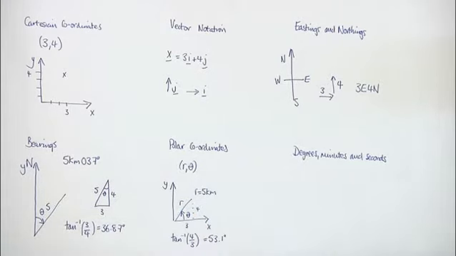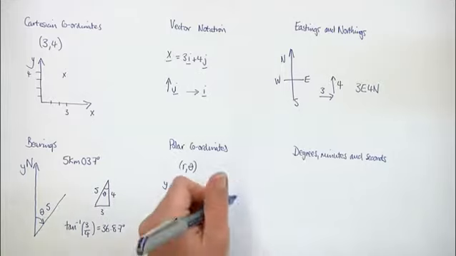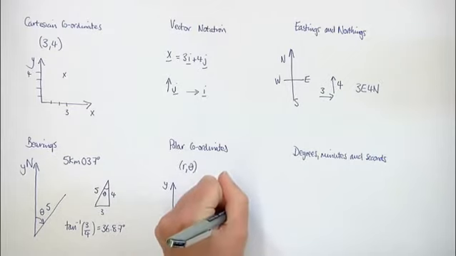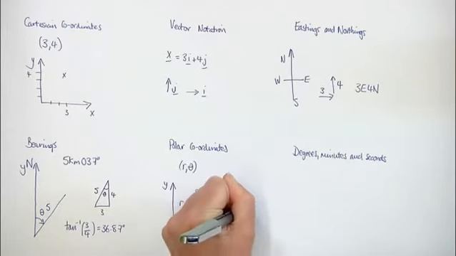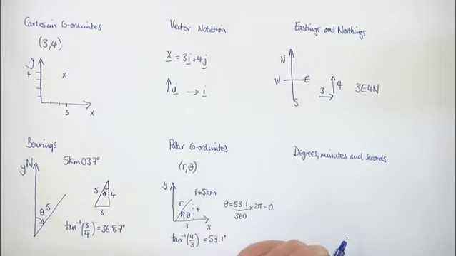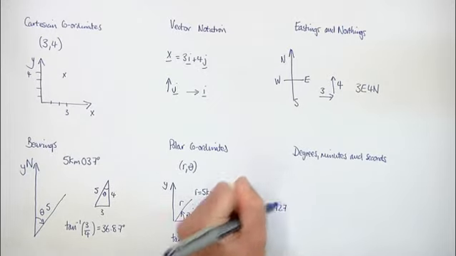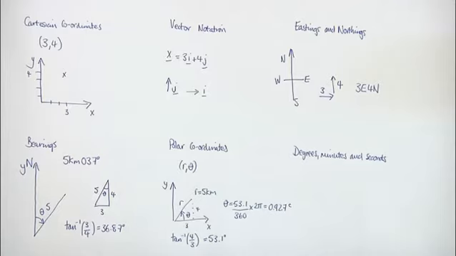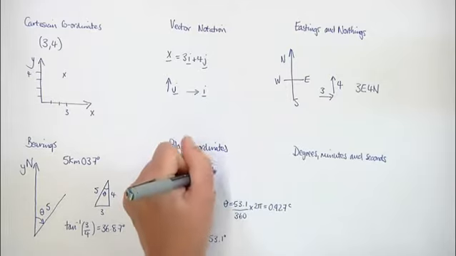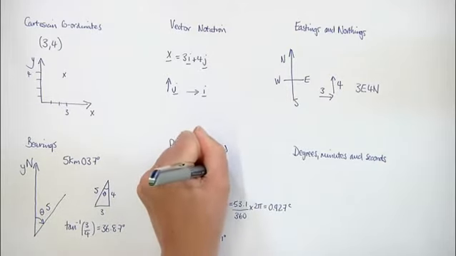The convention in polar coordinates is also that the angle is measured in radians. There are 360 degrees in a circle and also 2 pi radians. So to convert to radians, we have theta is 53.1 divided by 360 times 2 pi, which equals 0.927 radians. So in polar coordinates, we have r is 5 and theta is 0.927.